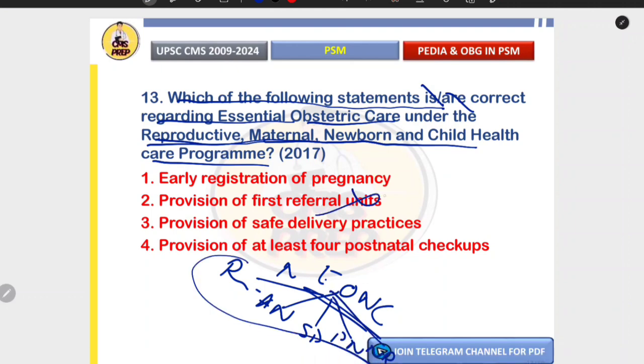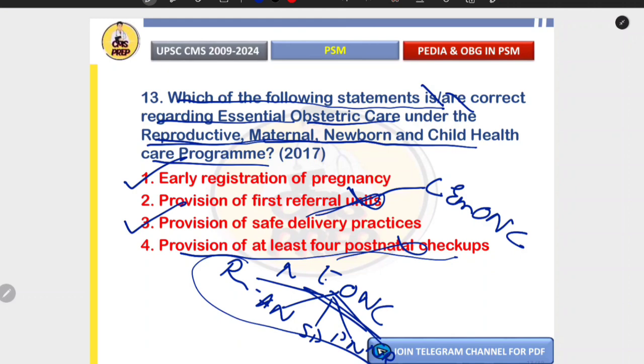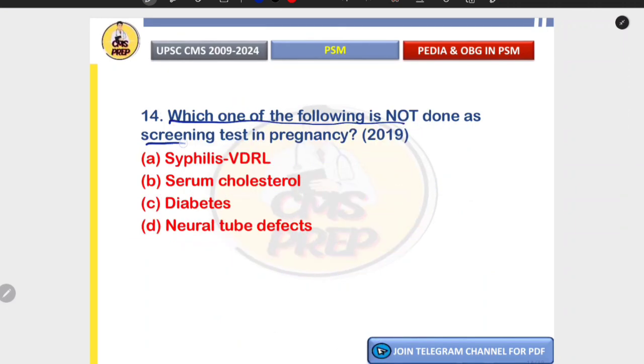Provision of first referral unit is under CEmONC, that is comprehensive emergency obstetric and newborn care. So this is out. Provision of at least 4 postnatal checkups, this is also incorrect. So the correct option is 1 and 3. Which one of the following is not done as a screening test in pregnancy? So the correct option is serum cholesterol.